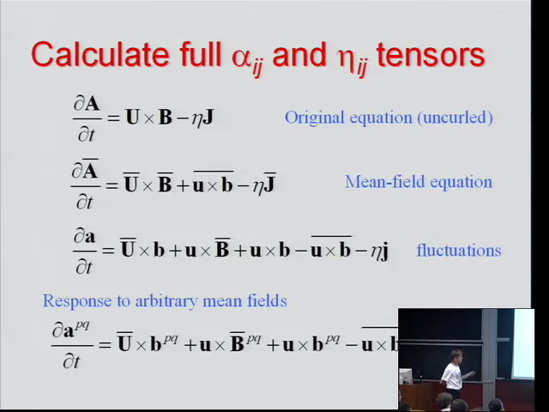You have the original equation, the induction equation. You can then average this equation, and by averaging, we mean here x and y averages. That means that the averaged fields are dependent on z and t still. So these are one-dimensional averages. Subtracting this equation from that equation gives the residual, which we call the fluctuations. This equation is well known in dynamo theory and is important to solve.